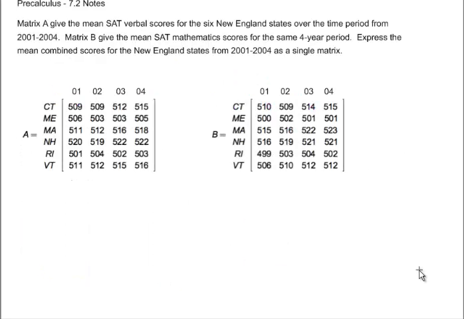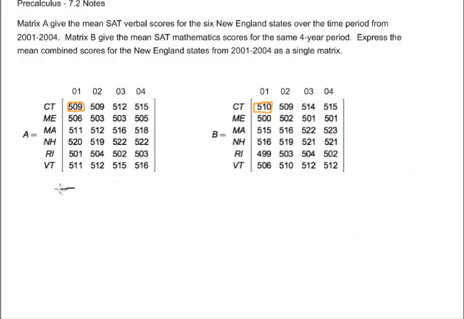If we're going to use these matrices, one of the things we can do is add them up. So in matrix A, we're given the mean SAT verbal scores for 6 New England states over a 4-year time period. And in matrix B, the mean SAT math scores for the same time period. And we want to express the mean combined scores for these New England states. When you add a matrix, you're going to take the number in position 1, 1, first row, first column, and add it to the number that's in the second matrix in the first row, first column.